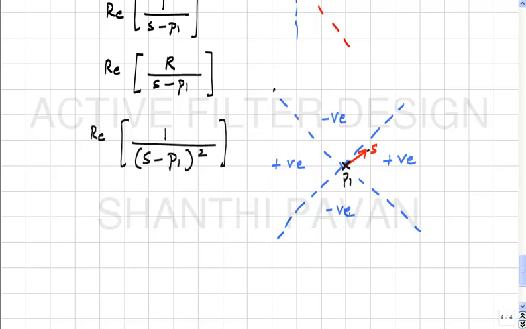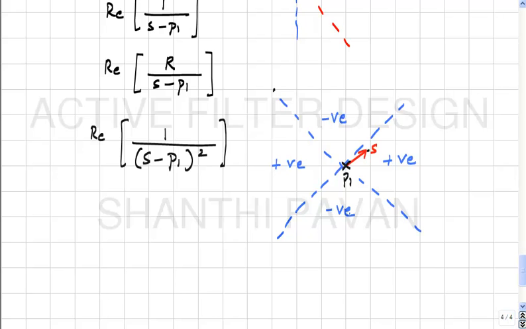If you have a pole of multiplicity 2, then if you go around the pole, there will be 4 regions where the real part will alternate between positive and negative. Are you able to see this, or if you are not, please think about it. It's actually pretty straightforward. So now taking this a little further, if the residue was complex, what do you think will happen?